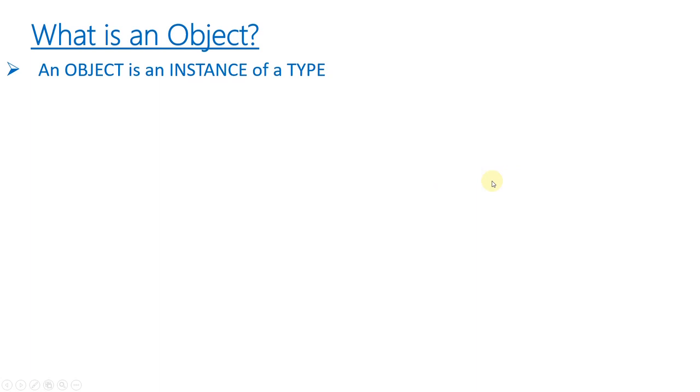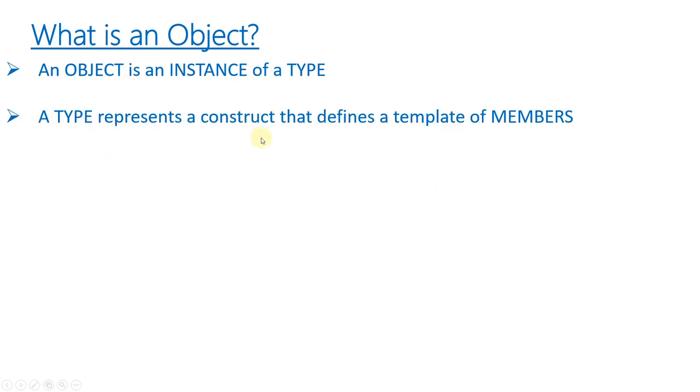And now we will see what an object is. An object is an instance of a type. A type is nothing but a blueprint, and the object is an instance of that blueprint. A type represents a construct that defines a template of members. So when we create any type, it will have all the definitions of properties and methods, and using an object only we will be able to fetch those properties and methods inside the type.